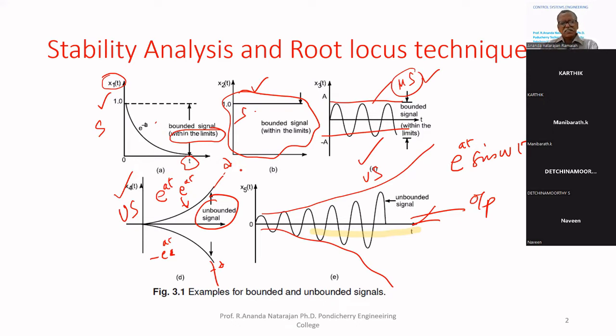In other words, the system is unstable, that's why it gives unbounded output. We must say it like that: it is not a bounded signal, it is unbounded output. An unstable system gives unbounded output.